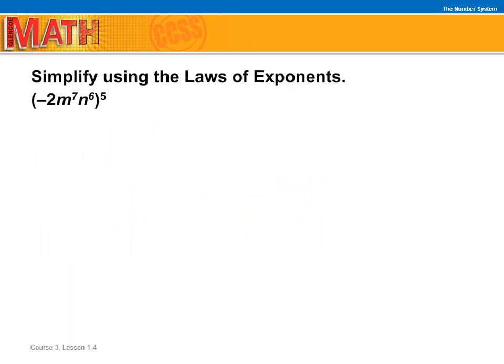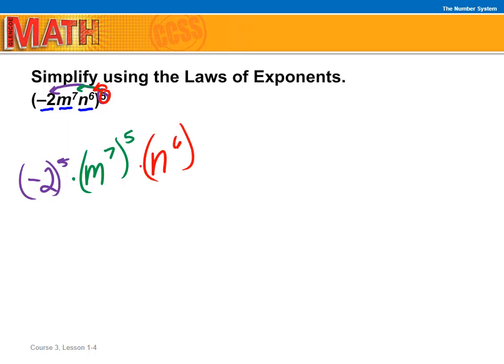Another example that we're going to simplify using the laws of exponents. Now we have negative 2 times m to the 7th power times n to the 6th, raised to the 5th power. So now I'm going to take that 5th power and place it on the 2, so it's negative 2 to the 5th power. Let me put that in parentheses. The 5 is going to go to the m to the 7th power, so it's going to be m to the 7th power, again in parentheses, raised to the 5th power. And last but not least, I'm going to take the 5 again into n to the 6th power. So n to the 6th power raised to the 5th power.